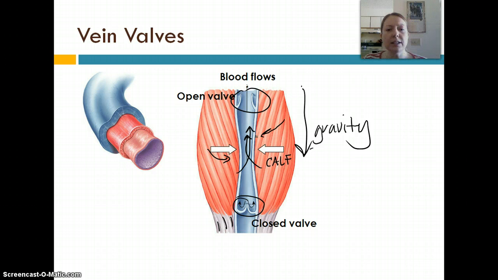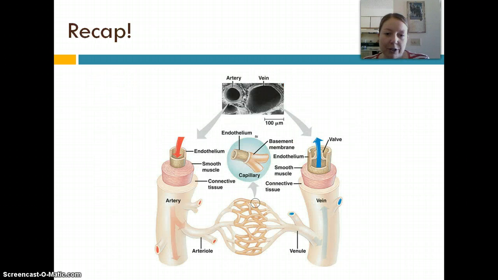Now let's go back and recap the whole picture here. I think this is a pretty neat micrograph picture of an artery and a vein. You can clearly see the thin walls of the vein and the very thick muscular walls of the artery. So if we start here in the artery, we're having oxygen-rich blood going in. It's going away from the heart. And you can see the thick muscle in the artery walls. That's smooth muscle.